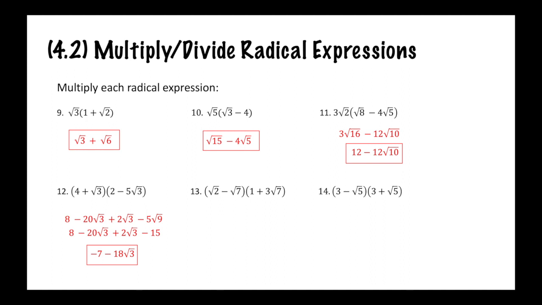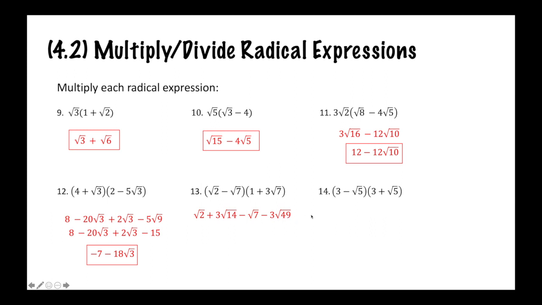I'm going to double distribute, and as I do that, I get this, because root 2 times 1 is root 2. Root 2 times 3 root 7 is going to be 3 root 14. Negative root 7 times 1 is negative root 7, and negative root 7 times 3 root 7 is going to be negative 3 root 49.